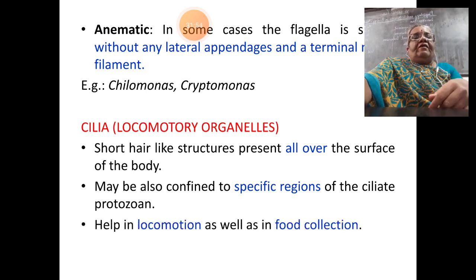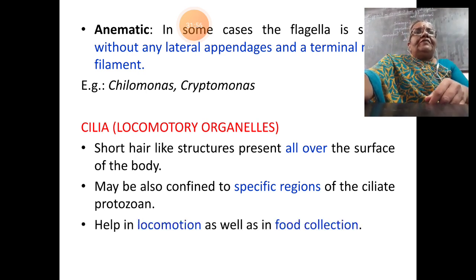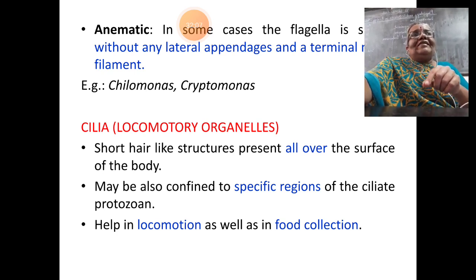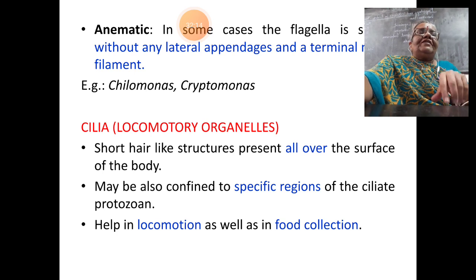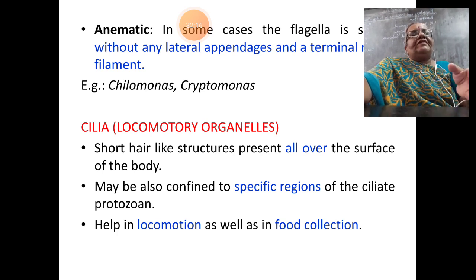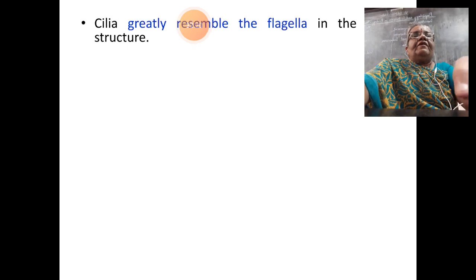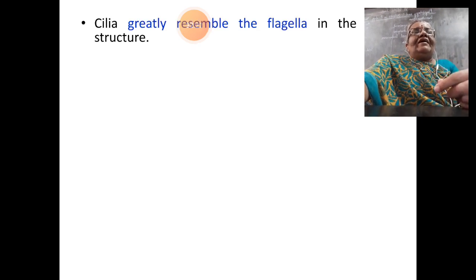Okay. Then what do they do? They primarily help in locomotion and secondarily help in food collection. This food collection function you will know in detail if you happen to study the cytopharyngeal region of paramecium in detail, and unfortunately it is not in the syllabus, but you can give it a second reading, alright. Then, cilia greatly resemble the flagella in their structure.